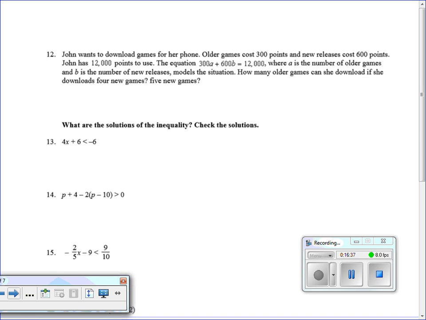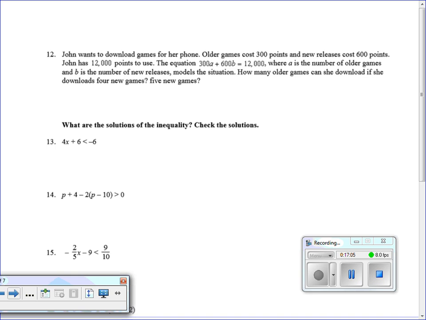Older games cost 300 points and new releases cost 600 points. John has 12,000 points to use. The equation 300a plus 600b equals 12,000, where a is the number of older songs and b is the number of new releases, models this situation. How many older games can he download if he downloads 4 new games? And then how many can he download if he downloads 5 new games?